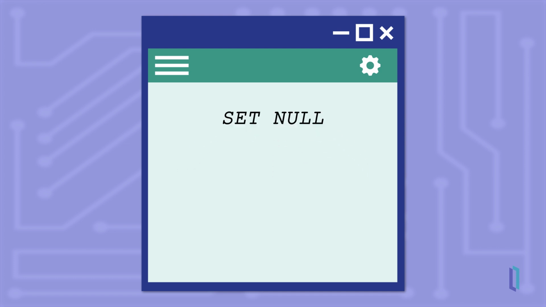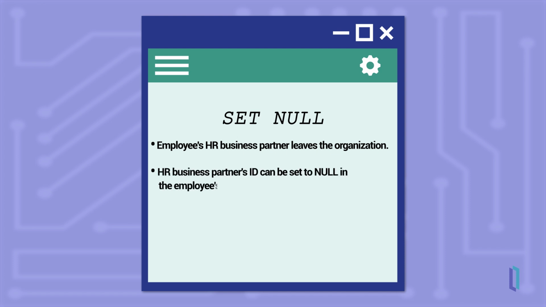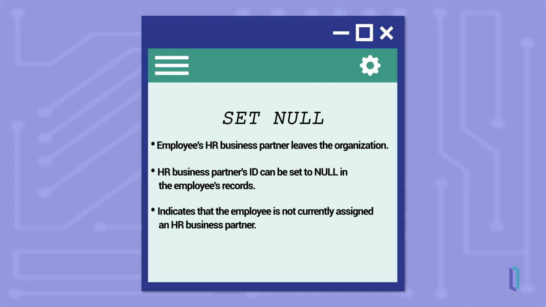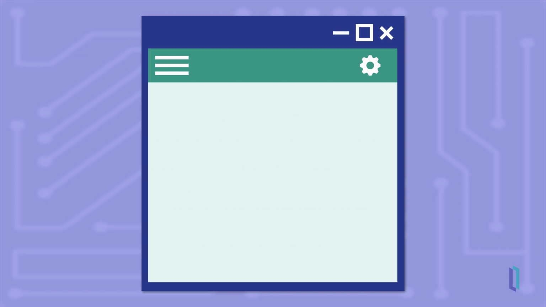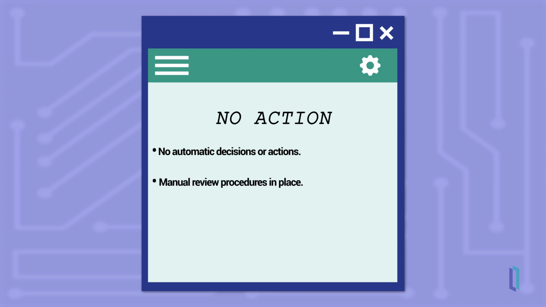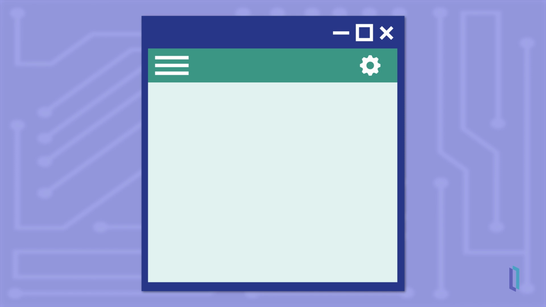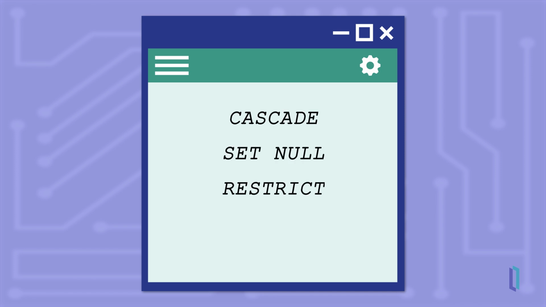For instance, if an employee's HR business partner leaves the organization, that partner's ID can be set to null in the employee's records. This indicates that the employee is not currently assigned an HR business partner without affecting other critical employee data. Finally, No Action is appropriate in rare cases where administrators do not want the database to make decisions automatically, and manual review procedures are in place. The flexibility of these actions allows you to tailor data integrity rules to fit specific application needs.